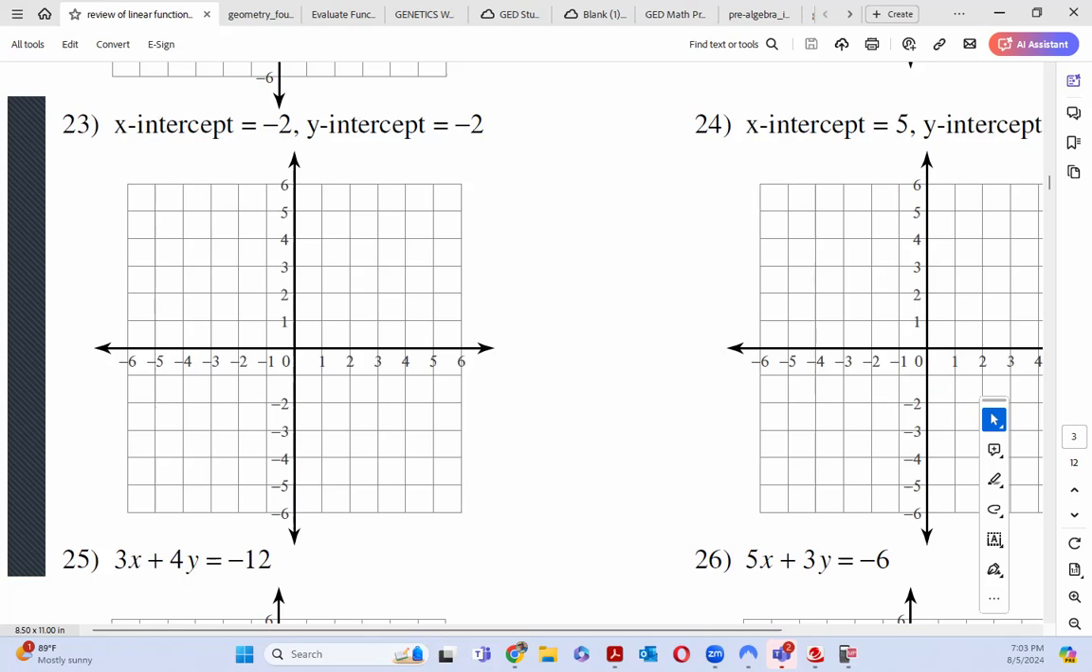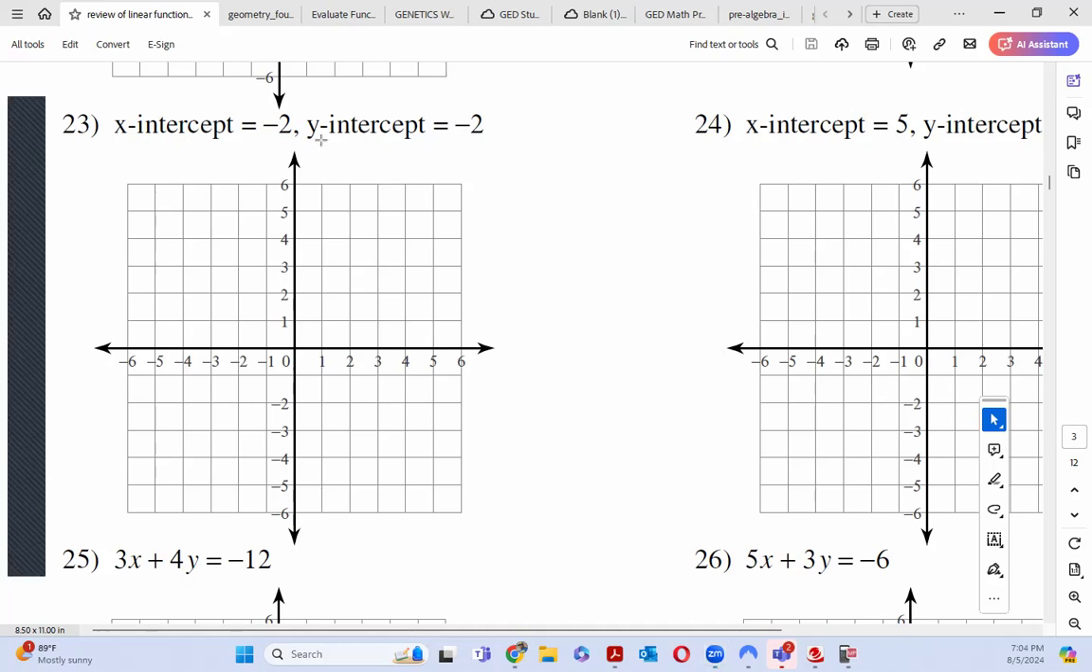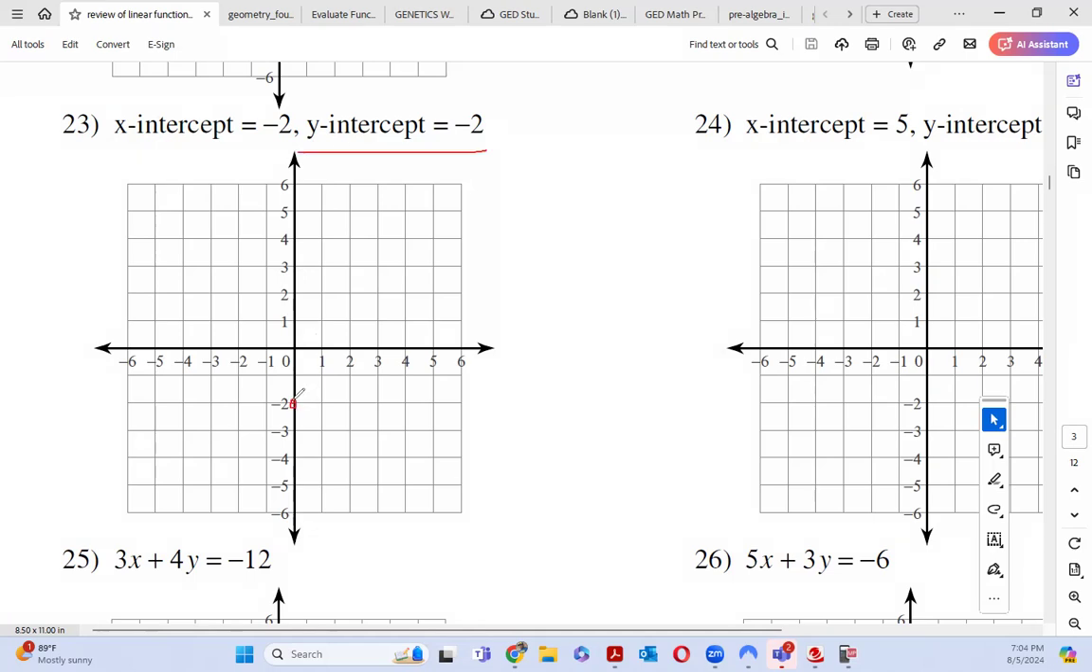I know what the y-intercept is. Y-intercept means where my line crosses the y-axis, at -2. So what do I think the x-intercept is? If my y-intercept is where my line crosses my y-axis, what do you think the x-intercept is? Can somebody tell me? Take a wild guess.